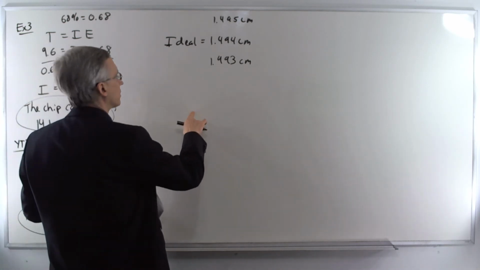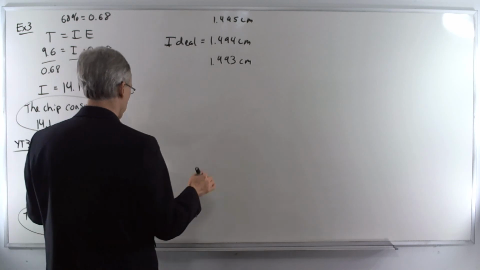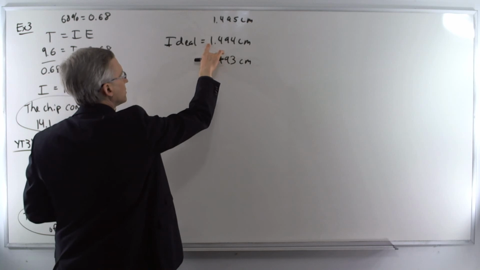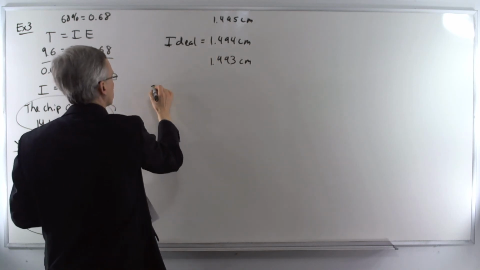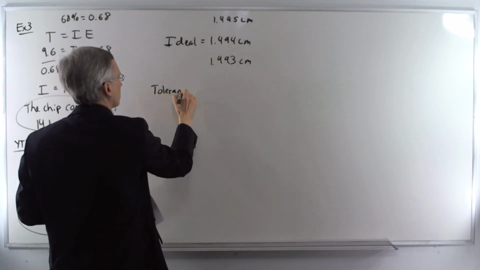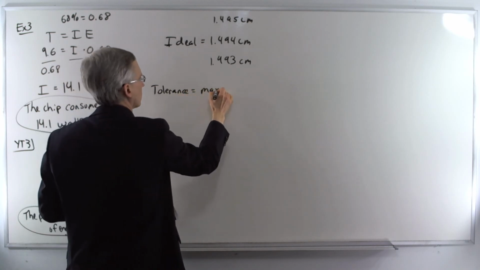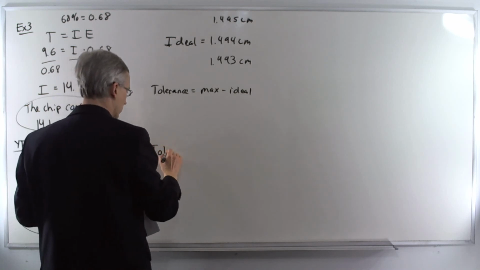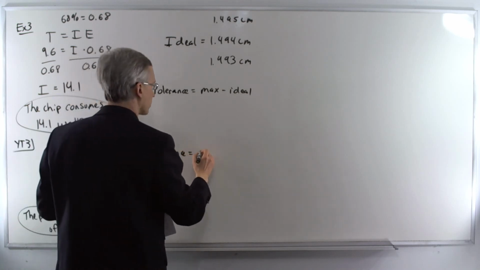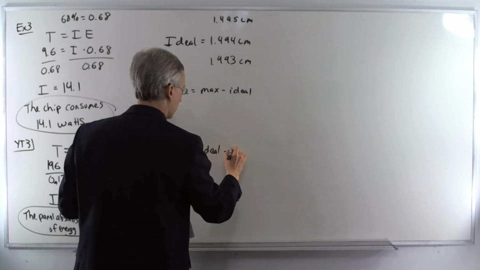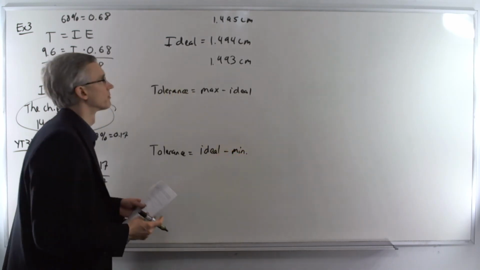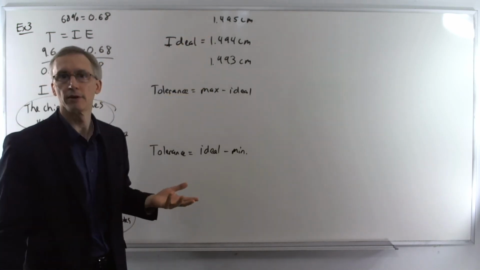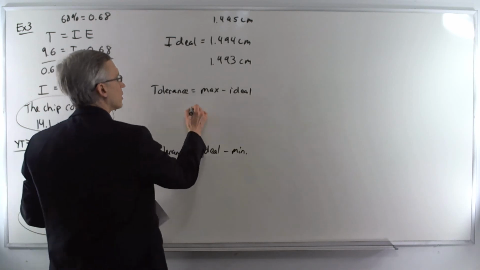Well, we're going to take either the maximum value minus the ideal, or we could do the ideal minus the minimum. So you can subtract the ideal from the maximum or the minimum from the ideal. Either way, you're going to get the same answer.